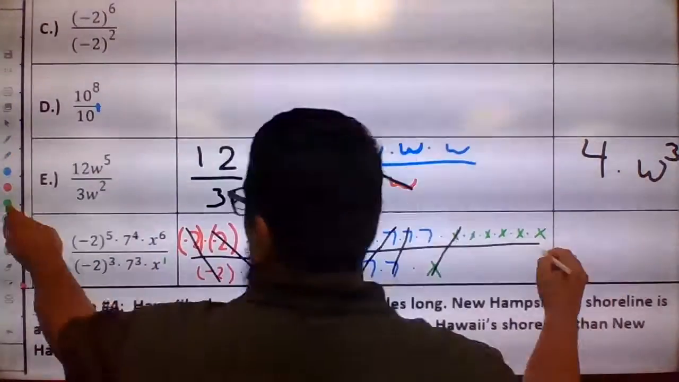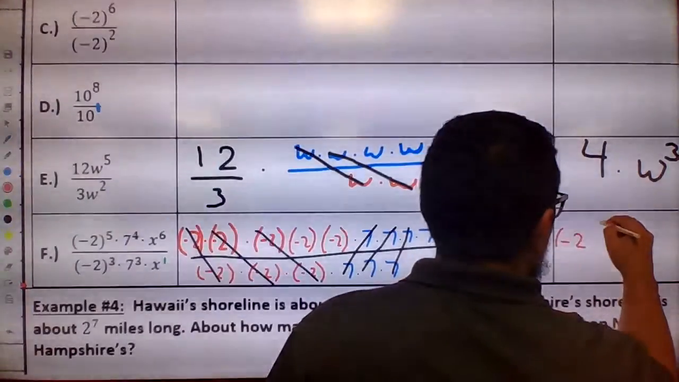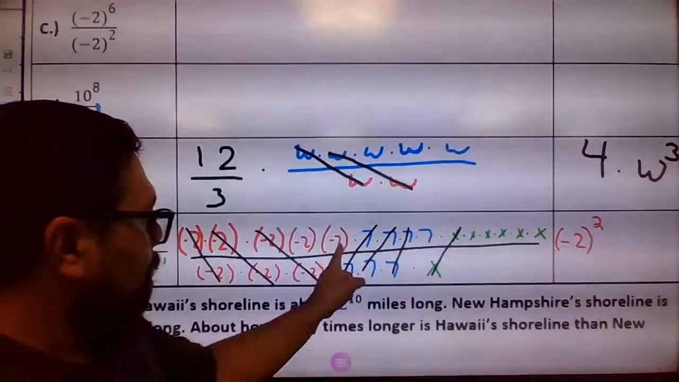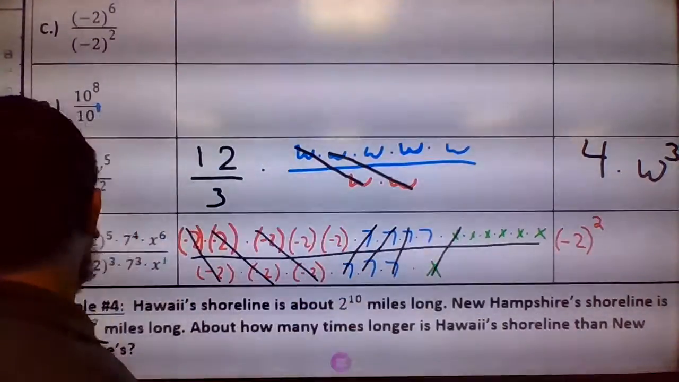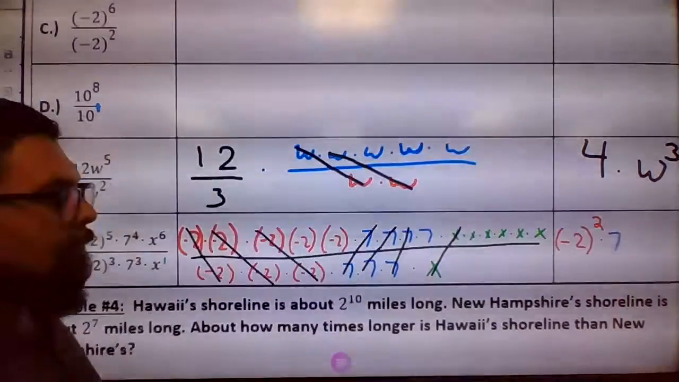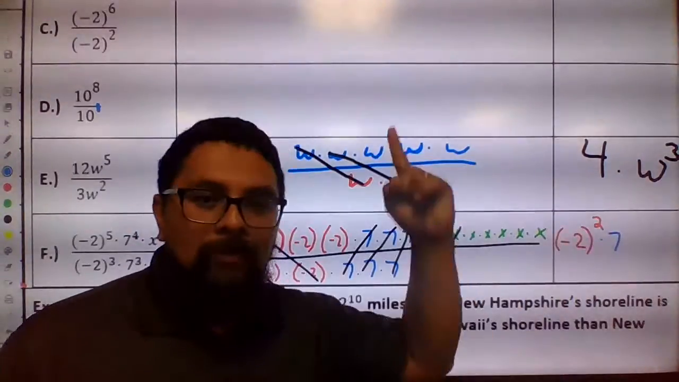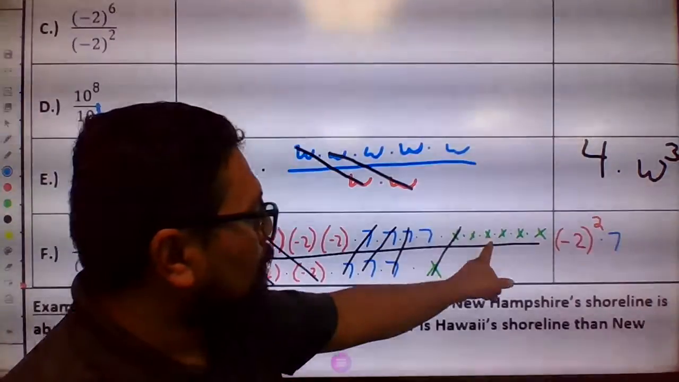So we have negative 2 squared. Right? And then let's keep going. And then we have a 7. We don't have to put a 1 on top of it, but if you want to, we could. But there's 7 to the 1st. And then how many x's? 1, 2, 3, 4, 5.